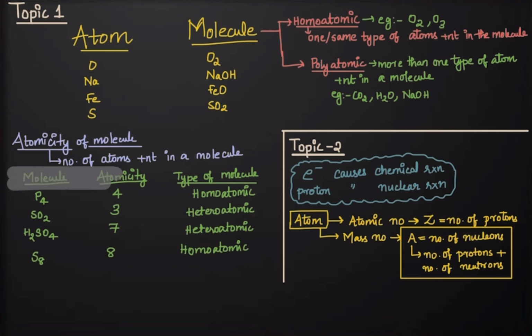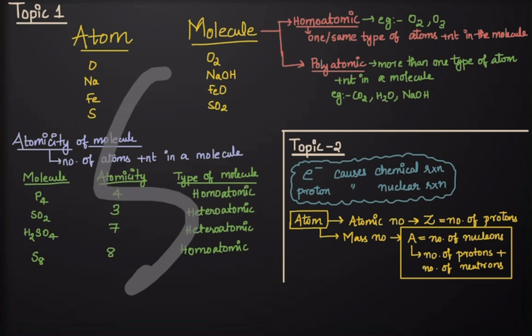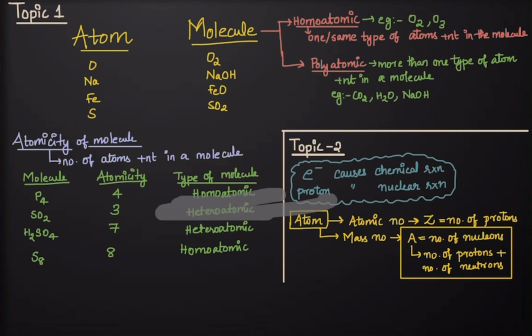In the case of P4, meaning phosphorus 4, 4 is the atomicity. That means 4 atoms of phosphorus are present, and the type of molecule is homoatomic. Homoatomic means only one type of atom, only phosphorus, is present. Then SO2: one sulfur plus two oxygen, that means 3 is the atomicity. 3 atoms are present, and that is heteroatomic. Heteroatomic means more than one type of atom is present.